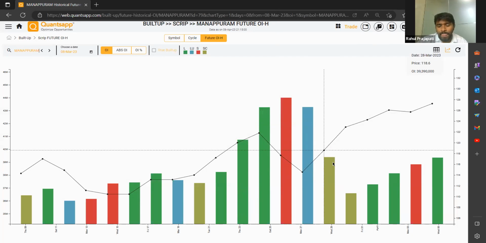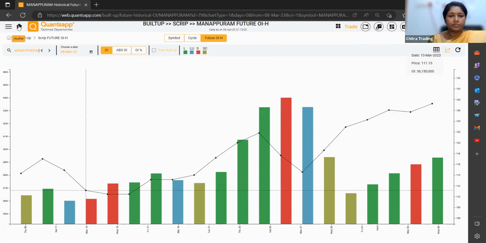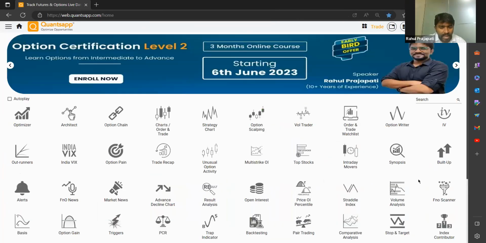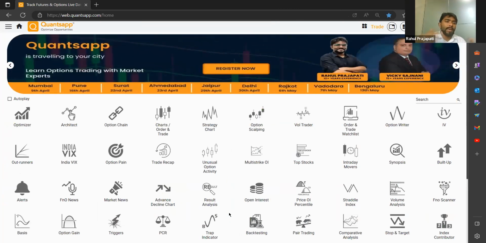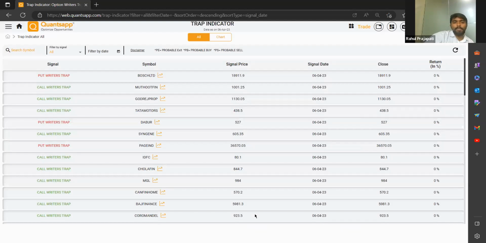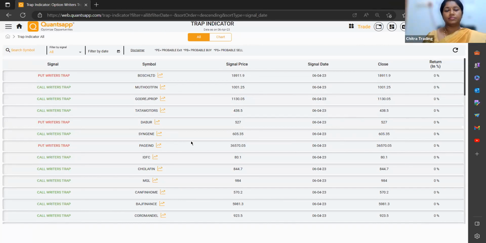So the idea is that we have identified trap signals where option writers are getting trapped. If they are trapped, the buyers will make money. This indicator will help you find the situations where these stocks are bullish or bearish. So you can simply go and take the trade in this. The idea is the same.